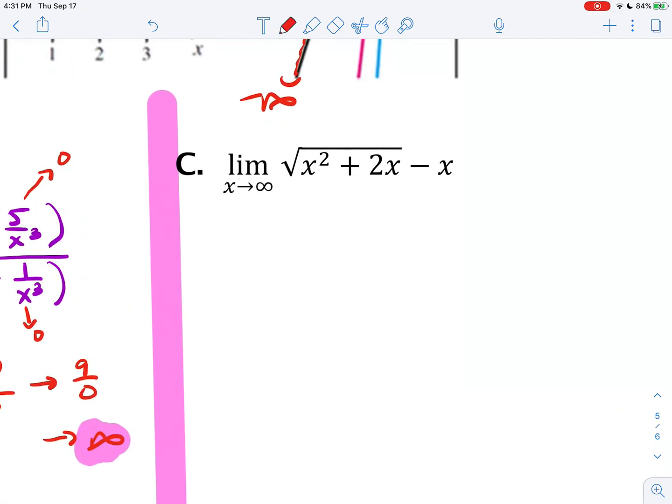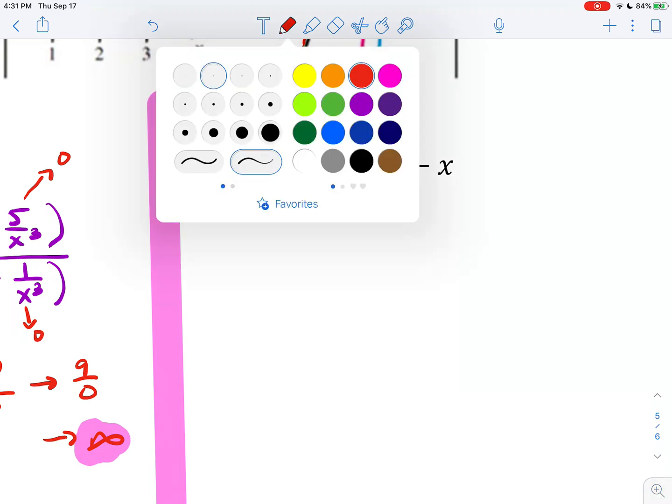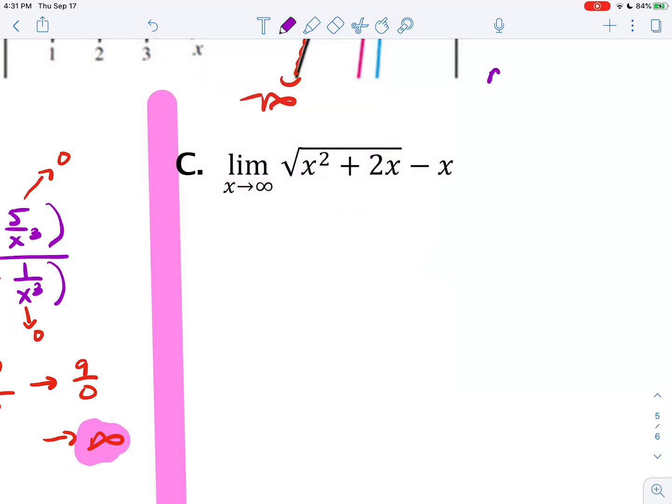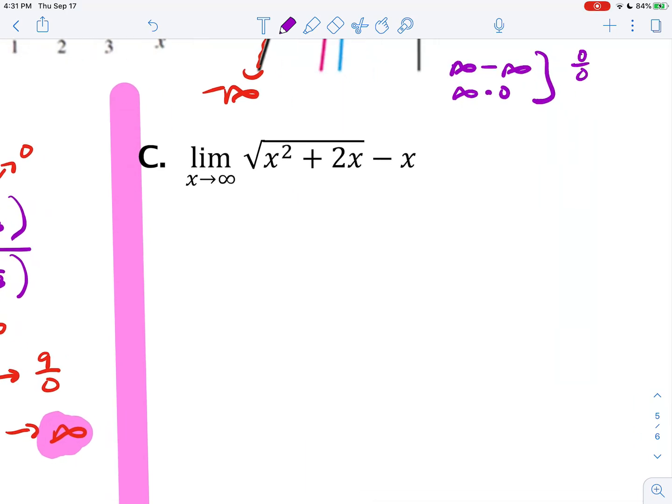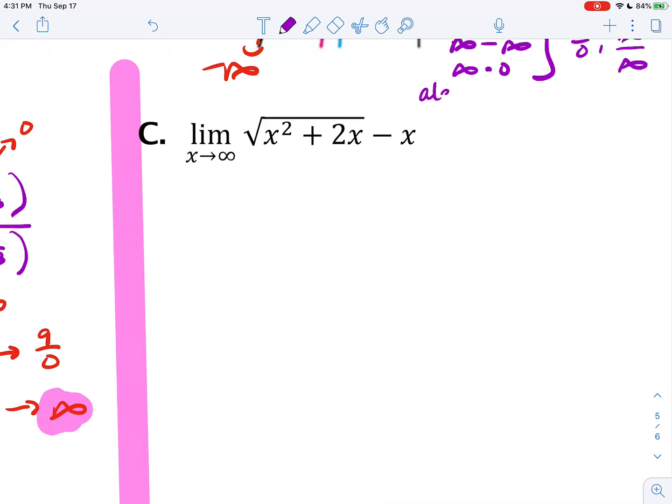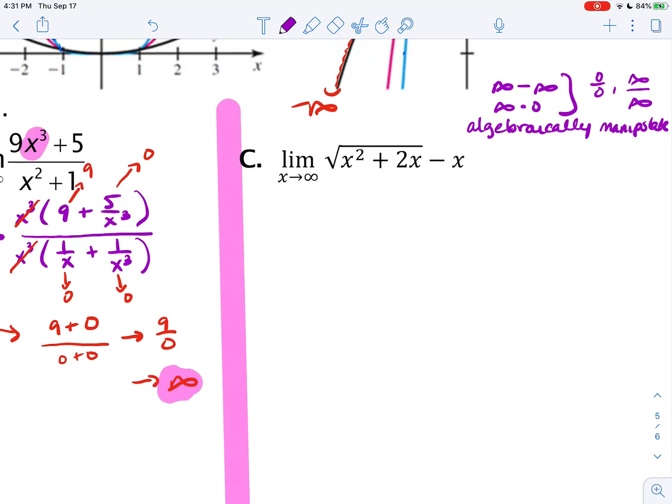All right, this one. Remember that some of our indeterminate forms: we cannot have infinity minus infinity. We can't have infinity times 0. And we can't have 0 over 0. And we can't have infinity over infinity. We must algebraically manipulate, just like we did in the first example.